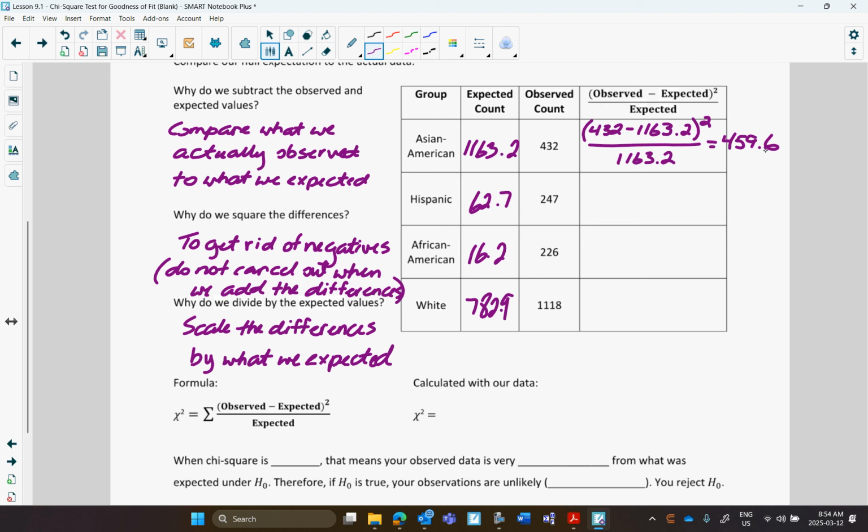So for this one, if you do it the same way, you're going to get 541.7. For this one, you're going to get 2717.0. And for this one, you're going to get 143.4. Okay.